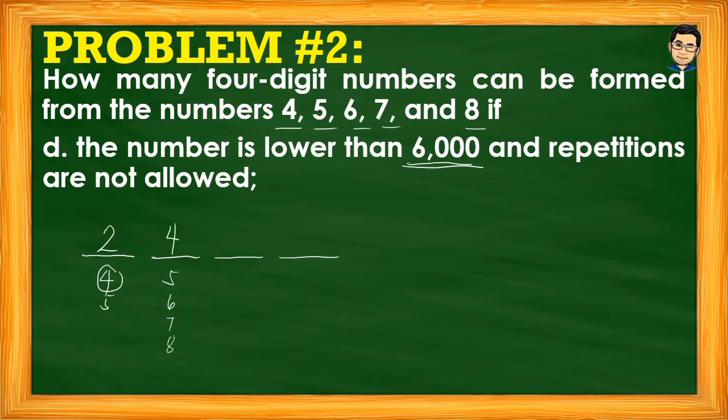And then ginamit na natin yung 5 sa second digit, ilan na lang sa third digit? 6, 7, and 8. So 3. Ginamit natin yung 6 sa third digit. So 7 and 8 na lang sa last digit, that is 2. And then multiply ngayon natin yan. 2 times 4, 8 times 3, 24 times 2, 48. So ibig sabihin, meron po tayong 48 4-digit numbers lower than 6,000 and repetitions are not allowed.